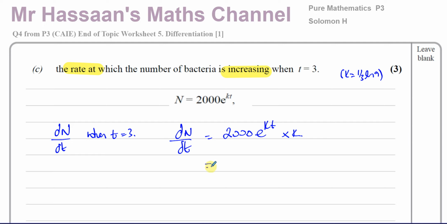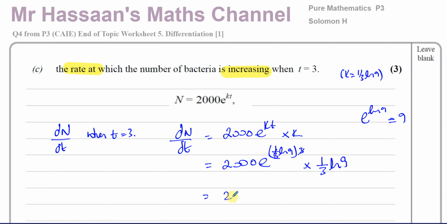Alright, so basically we're done here because this is 2000 times e to the power of, now we know k is a third ln 9, we found that already. And we know t is 3. So when t is 3, you're going to have 1/3 times ln 9 times 3, and times k, which is a third ln 9. I could stick this in my calculator and get the answer, but I'm just going to work part of it out. 3 times a third cancels out, and you have e to the power of ln 9. Now e to the power of ln 9 is just 9, because the inverse function inside the original function, they cancel each other out.